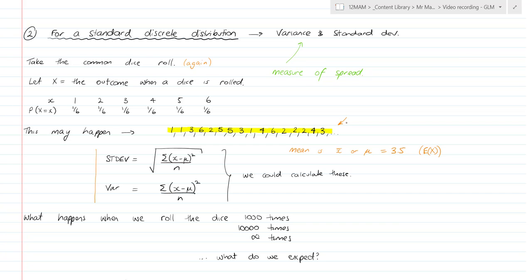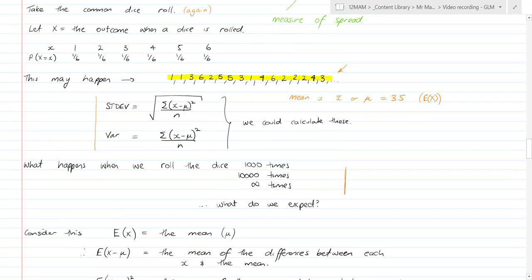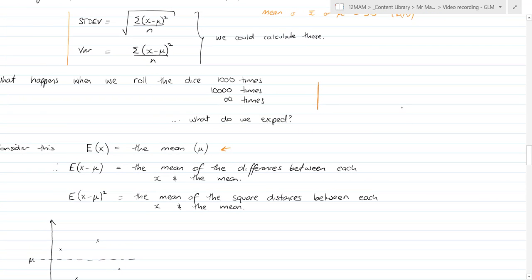We want to know what happens if you play 1,000, a million, an infinite number of times. What is the measure of spread likely to tend towards? So that's what we've got here. What do we expect? So we're actually going to build a different way of viewing this. Let's have a look. So consider this. E of x is the mean mu. And that means that E of x minus mu is the mean of the differences between each x and the mean. So that's going to be a bit tricky to visualize, but hopefully this graph might suffice.